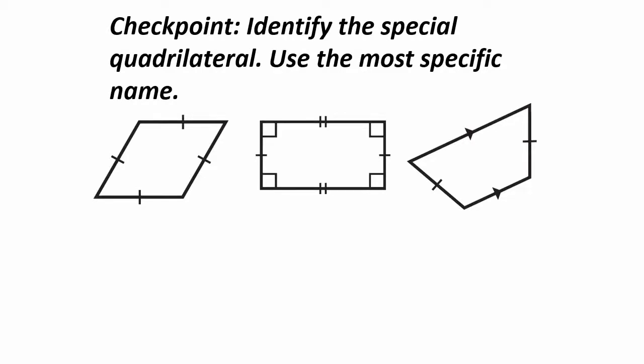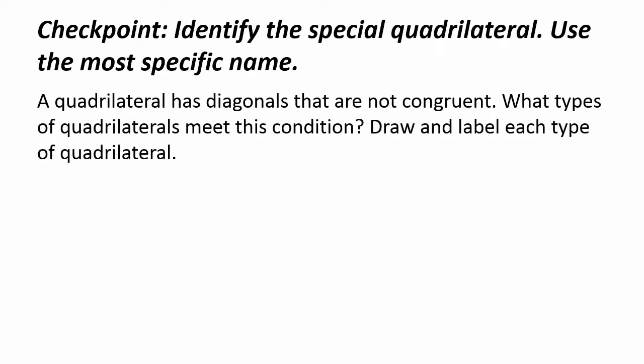Checkpoint problems number 1, 2, 3, and 4 are yours. In checkpoint problems number 1, 2, and 3, you are given the figures. You are to identify the quadrilateral using the most specific name for it. Checkpoint problem number 4, we have a quadrilateral that has diagonals that are not congruent. What type of quadrilateral meets this condition? Draw and label each type of quadrilateral.